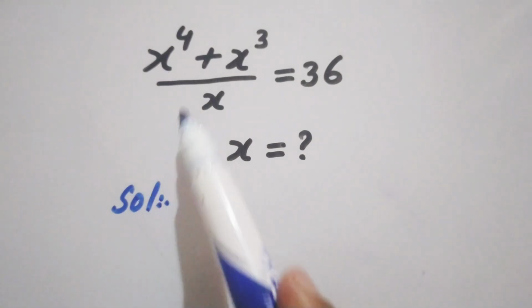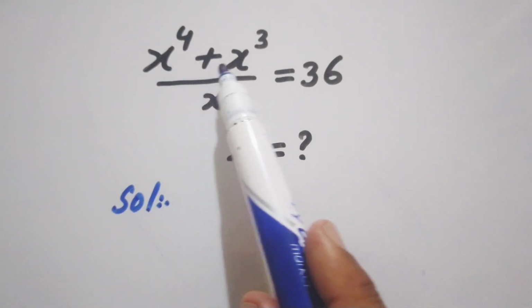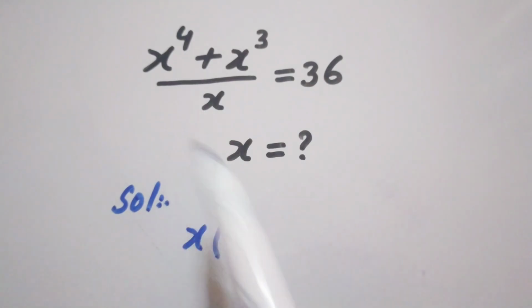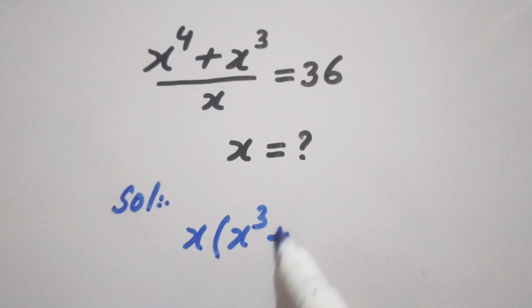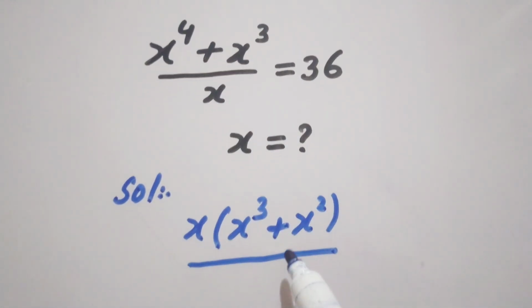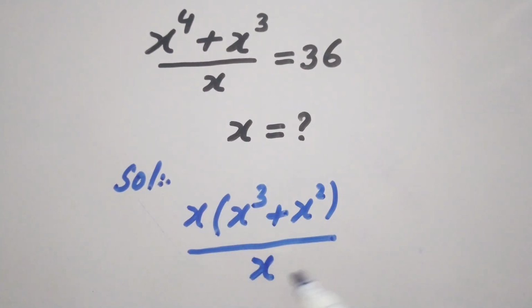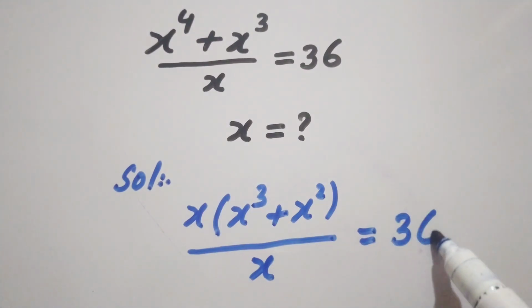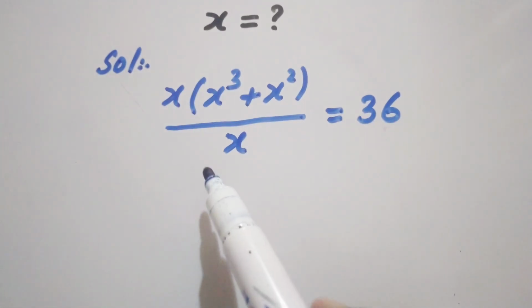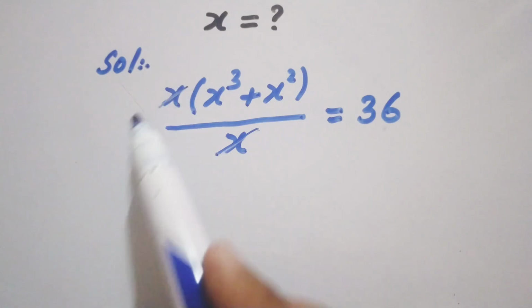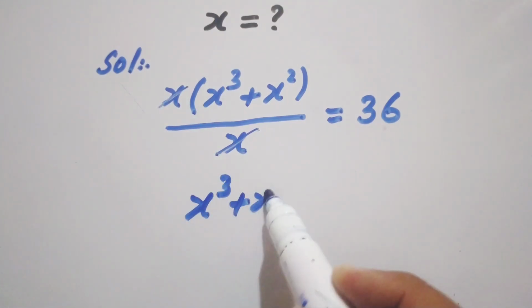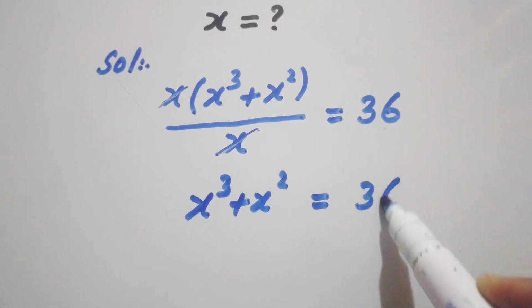First of all, from x power 4 plus x cube we can factor out x. So inside here x cube plus x square will be left, and this whole divided by x, as it is given that it is equal to 36 at the right hand side. So now from denominator and numerator these x cancel out each other. We are left with x cube plus x squared is equal to 36.